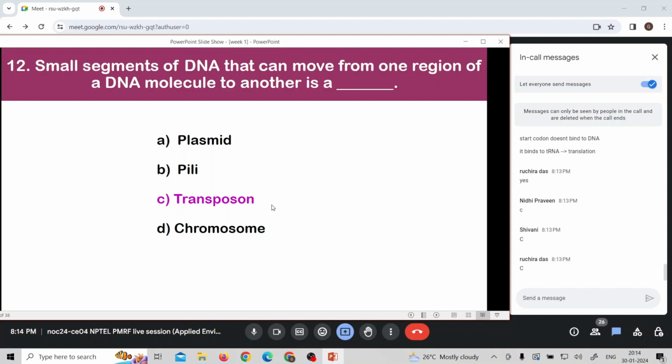So coming to the other options here, chromosome, we all know that chromosomes are not small segments of DNA, so therefore they are not going to fit in this question here. Plasmids, what are plasmids? Do you have any idea of what are plasmids? Can anyone tell or put it in the chat box? Like transposons are referred to as jumping genes. What are plasmids? Okay, I'll wait for one or two responses more.